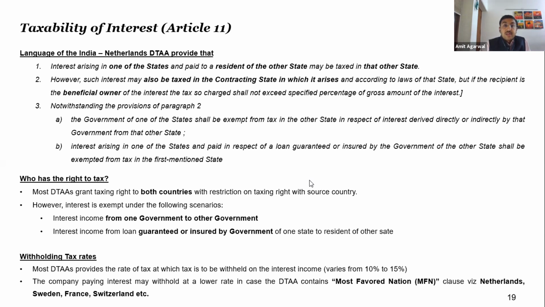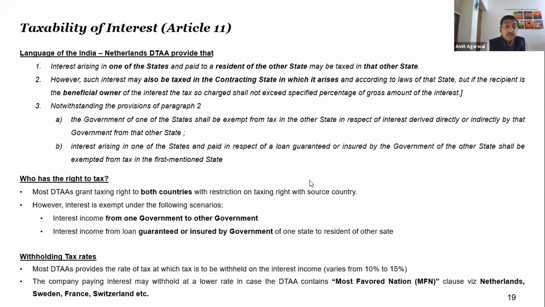There have been instances, there has been a clause again, that interest from government or government authorities, or a loan guaranteed or insured by government, typically is not taxed or is exempt from tax. So in summary, it has to be a resident, beneficial owner, and interest from government is exempted. And in interest clauses, in most cases, both the countries have the taxing rights.